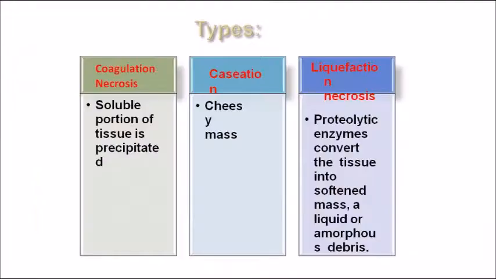The types of pulp necrosis: there are three types, coagulation necrosis, caseation necrosis and liquefaction necrosis. Coagulation necrosis is where the soluble portion of the tissue is precipitated. Caseation is a cheesy mass. In most cases cheesy masses will be seen, which is caseation. Liquefaction necrosis is where the proteolytic enzymes convert the tissue into a softened mass, a liquid or amorphous debris, which is known as liquefaction necrosis. These are the three types of pulpal necrosis: coagulation necrosis, caseation as well as liquefaction necrosis.